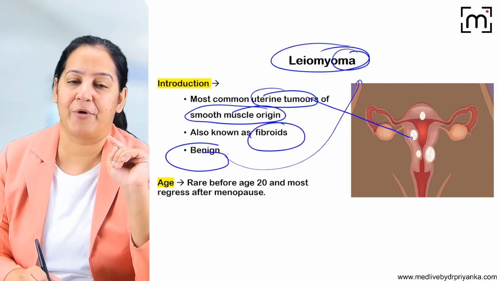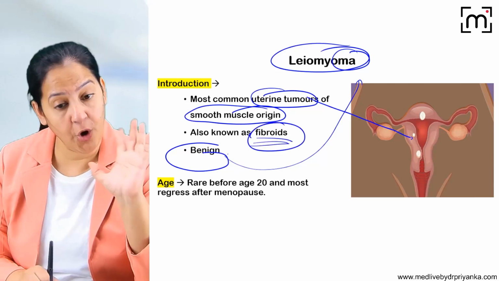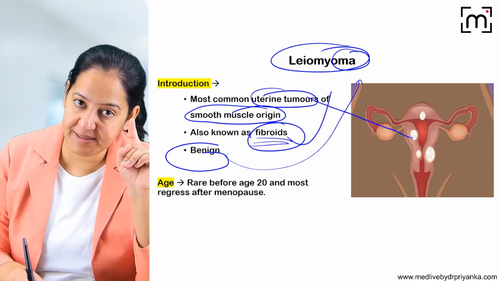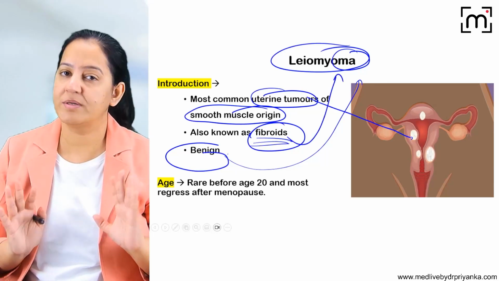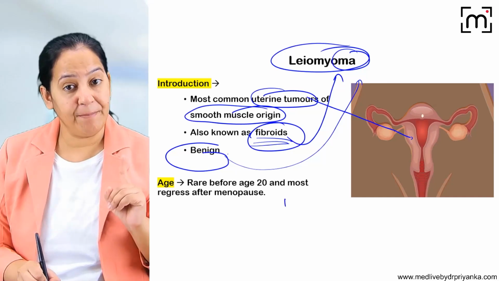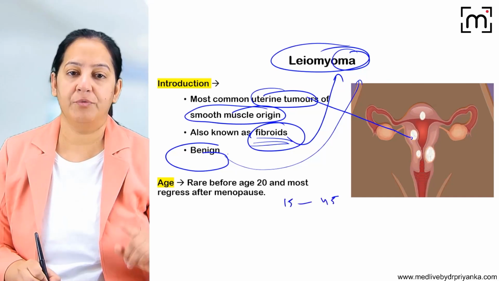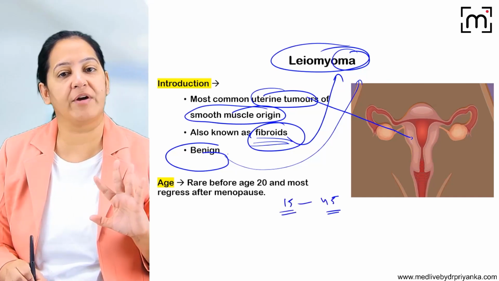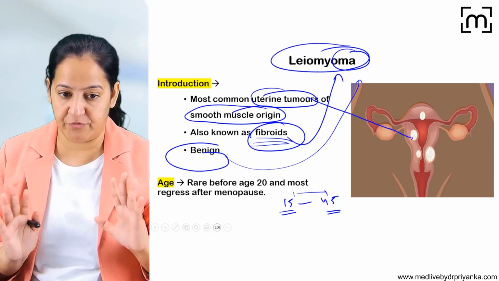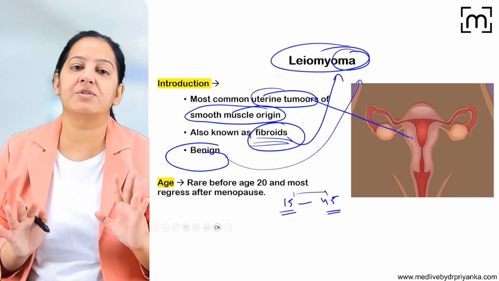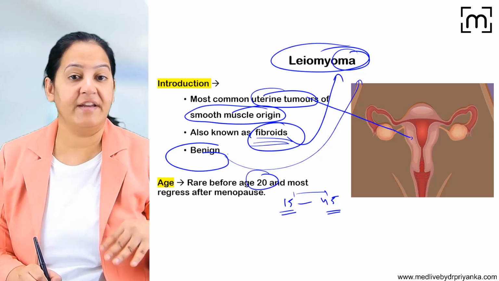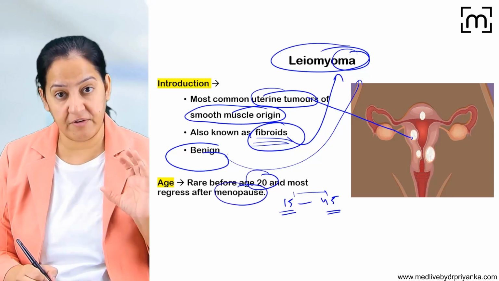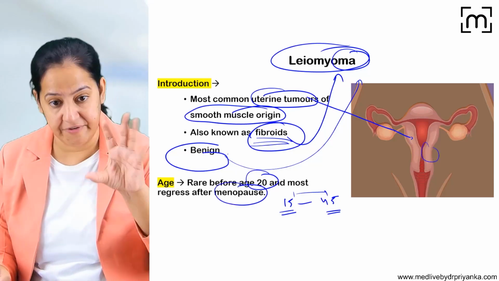They are also known as fibroid. So you can get a question on fibroid. You must understand, fibroid is the other name given to leiomyoma only. Most common age is the reproductive age group. What is the reproductive age group in a female? From menarche till menopause. Menarche is at 15 years, menopause is at 45 years, so 30 years is the age of reproduction. So it occurs only in reproductive years. It never occurs before the age of 15 or 20, and it never occurs after menopause. After menopause, if they are already there, they will regress in size.